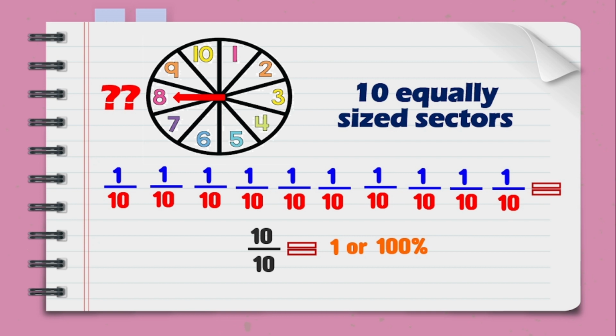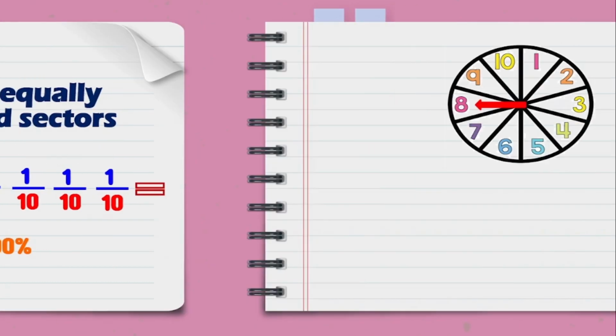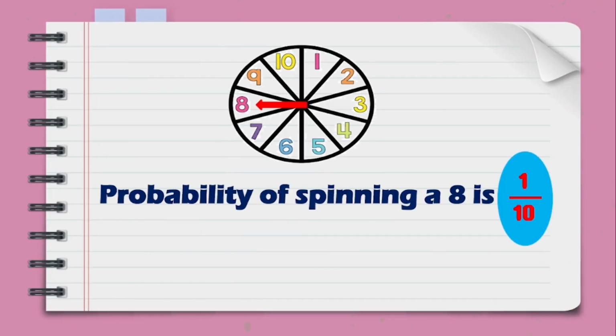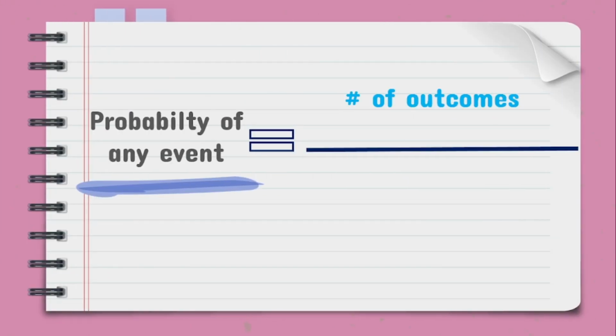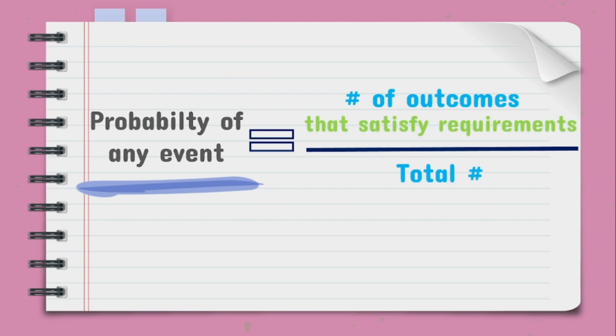Well, just as with dice, where we had to split up the 100% between all 6 possibilities, we will do the same thing now, but we will split it up between the 10 possibilities. So the probability of spinning an 8 is 1/10 or about 10%. As a method of finding the probability of any event, you just make a fraction with the numerator as the number of outcomes that satisfy your requirements and the denominator as the total number of possible outcomes.